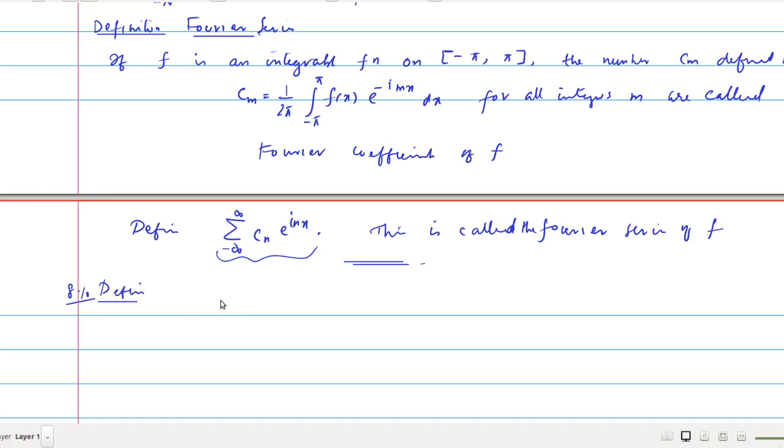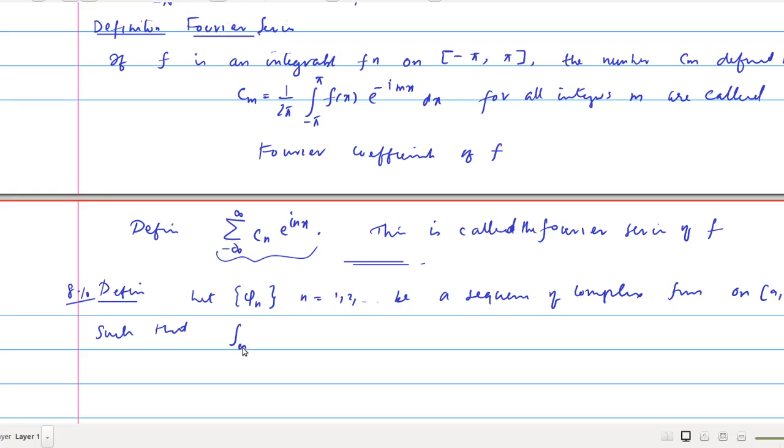This is the definition of orthonormal functions, an orthonormal family of functions. Let phi_n, for n equal to 1, 2, 3, and so on, be a sequence of complex functions on [a, b]. We replace this minus pi to pi by [a, b], such that the integral from a to b of phi_n of x times phi_m of x conjugate dx is equal to 0 for n not equal to m.